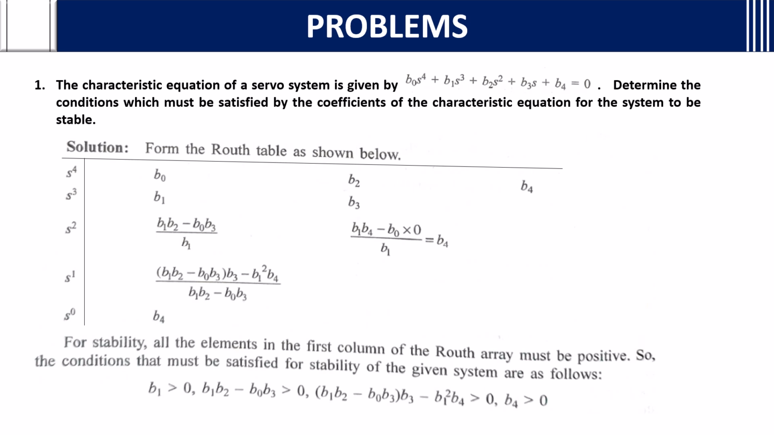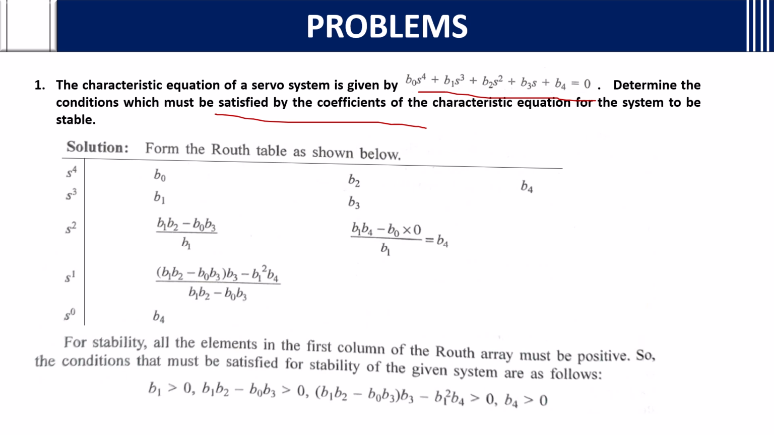There is a given characteristic equation of a servo system. This is the characteristic equation. Determine the conditions which must be satisfied by the coefficients of the characteristic equation for the system to be stable. Here also they have not given the values, so without values we will solve. They are asking for the condition, that's it. So from the Routh table, what can we write?